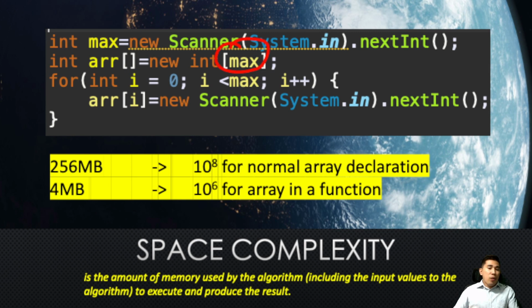Note that in normal programming, you will be allowed to use 256 MB of space for a particular problem. So you can create an array of size up to 10 raised to the power of 8. Also, you can create an array of size more than 10 raised to the power of 6, which is equivalent to 4 MB. So to use an array of larger size, you can declare that array as a global array.